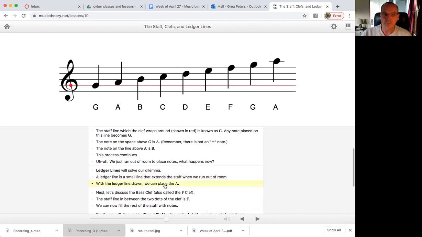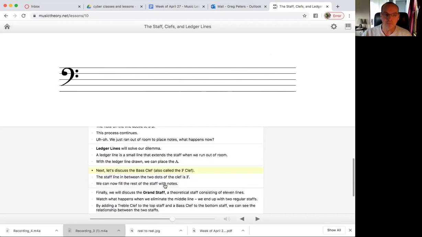And there we have it. So that would be the A above it. Now, the bass clef, on the other hand, as we see the bass clef here indicated, is going to identify a different note on the staff as a foundational note. The treble clef was a G clef because it identified the G. The F clef identifies an F on the staff.